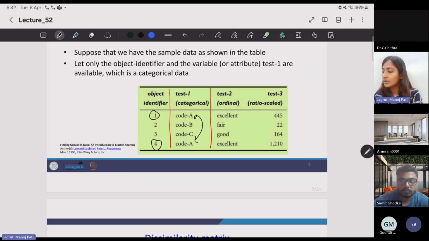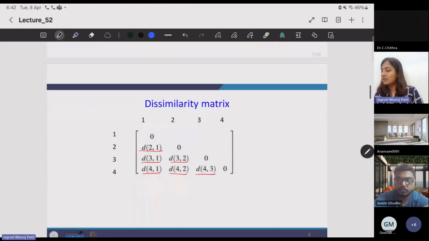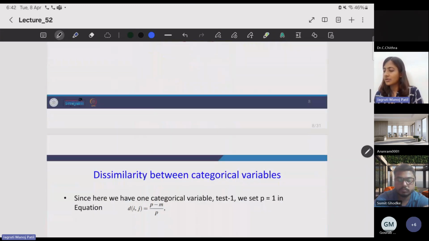Let's say I'm now leaving this object 1 and 4, but I'm interested in 1 and 2. Now if you see over here, there's no match. So then it would be 0. Same way, you compute the values, you make a matrix for the same.